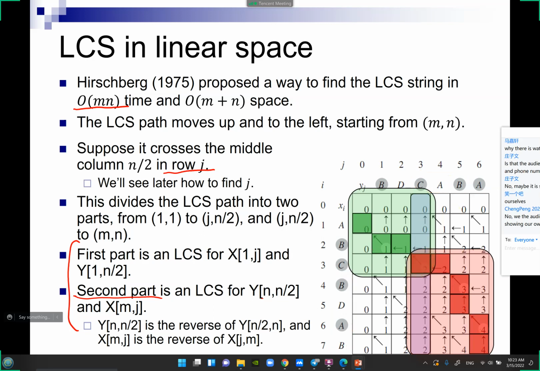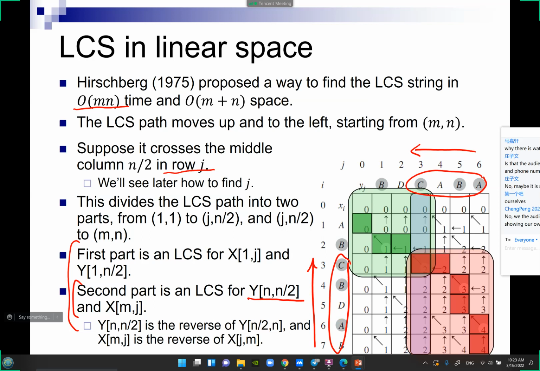Now, there's something a little bit confusing over here. In the second part, we're going to look at the string Y, this substring, but we're not going to look at it in the order C A B B A. Instead, we're going to look at it in reverse order, A B A C. And likewise for this substring of X, we're not going to look at it in the normal order C, B, D, A, B. We're going to look at it in the reverse order, B, A, D, B, C.